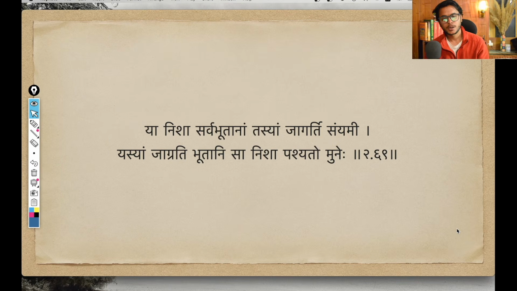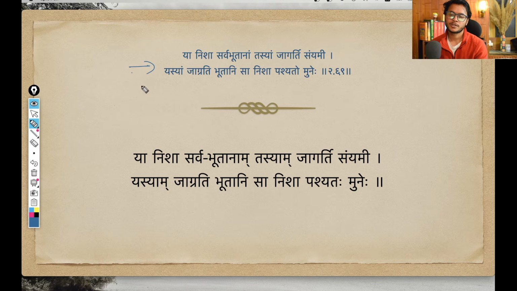Okay, so this is the shloka. Let me go through the shloka once. Ya nisha sarva bhutanam tasyam jagarti sanyami, yasyam jagrati bhutani sa nisha pashyato munehe. Okay, so this is the Mula Shloka and this is the Padacheda of the same Shloka.